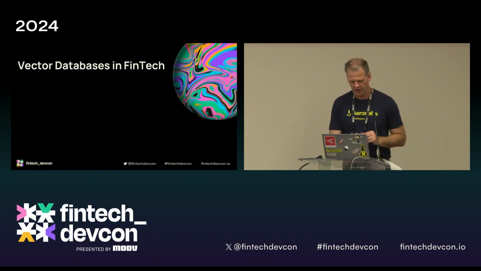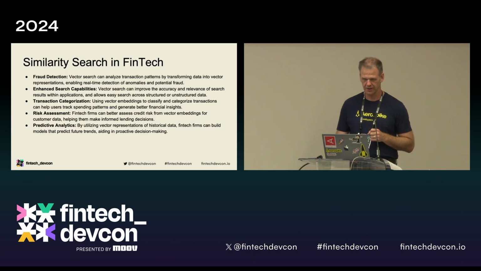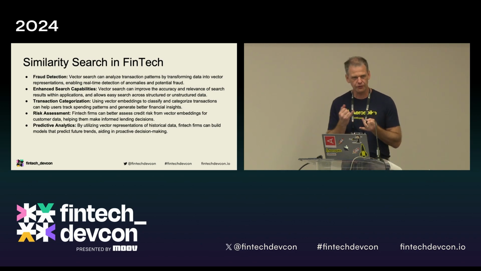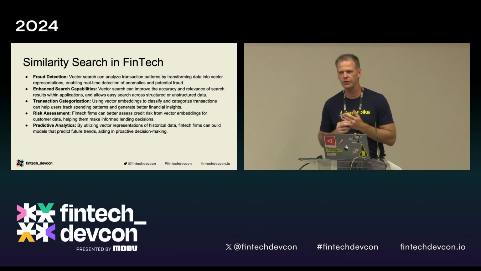All right. So let's talk about vector databases in fintech. There's two parts of vector databases we've spoken about. One is similarity search. This is just that embedding of vectors and moving it and doing a comparison. So I can do this standalone.